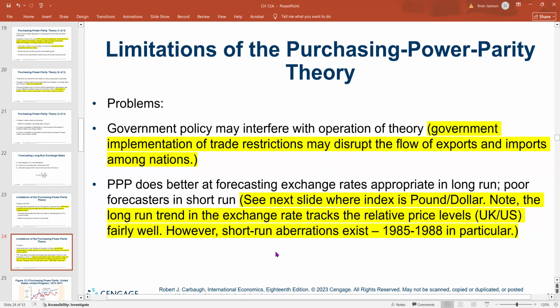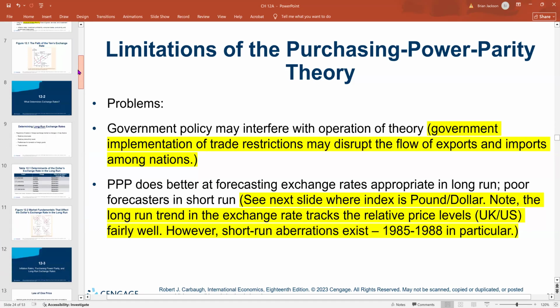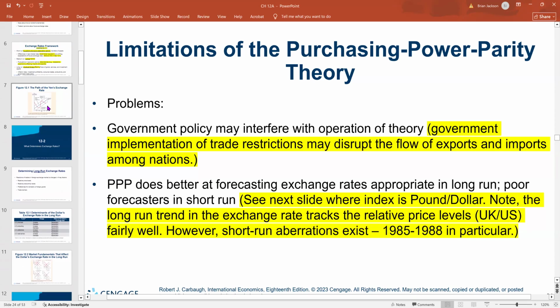Purchasing power parity does better at forecasting exchange rates appropriate in the long run, but it's a poor forecaster in the short run. Remember this, so that's slide 24. So let's go back here just a second. This diagram we looked at previously, way back up here.